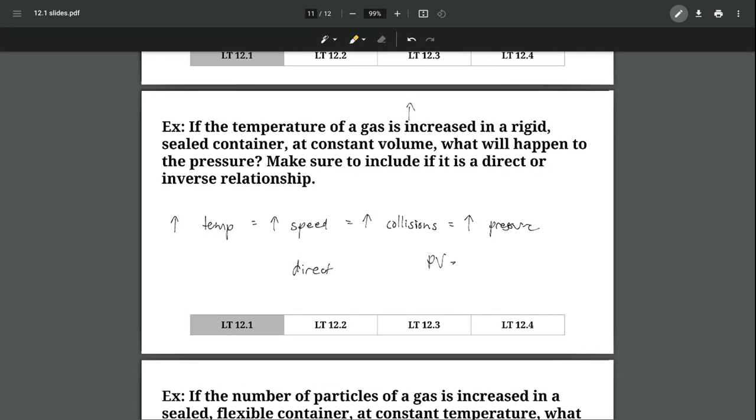Again, PV equals nRT. Pressure and temp are on opposite sides of the equation, and it's direct. So just, again, if you're stuck, always go to the equation.